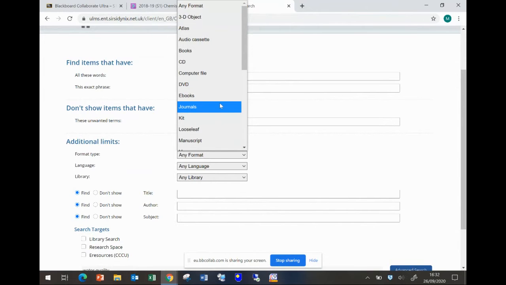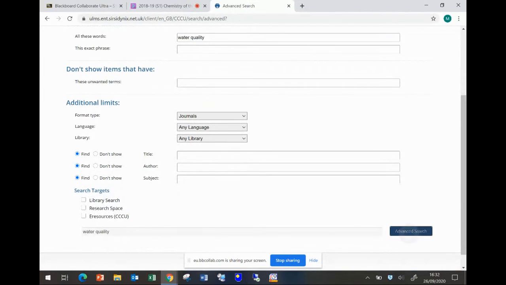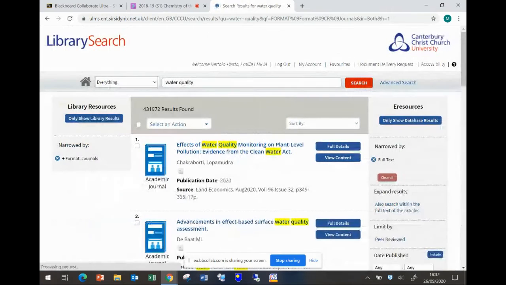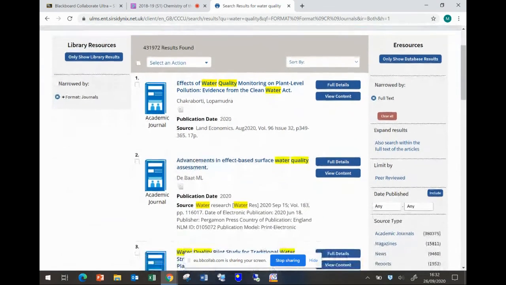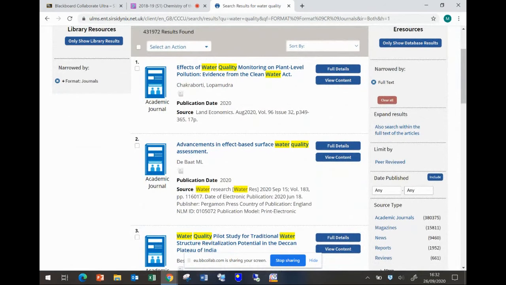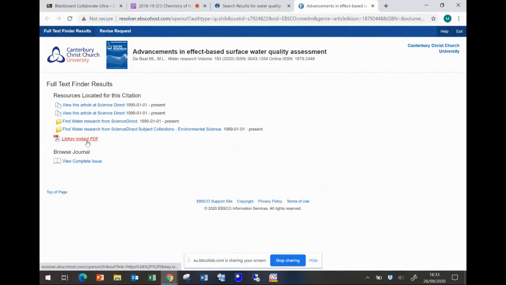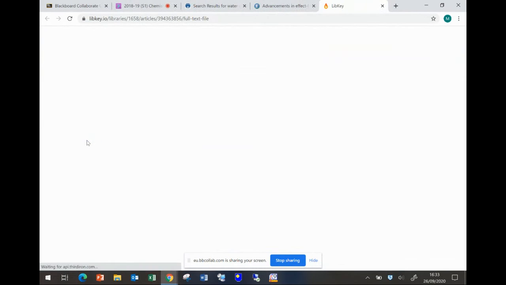And again, I specifically look at journals, and I click advanced search, and... Clean Water Act, plant pollution, land economics. I don't know if I can. I might click on it depending on how much I'm needing references. But advancing effect-based surface water quality assessment. Okay, you know what? I'm going to give it a go and see what it is about, and see if it's useful.